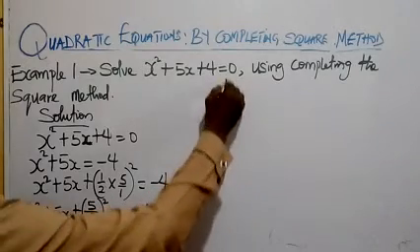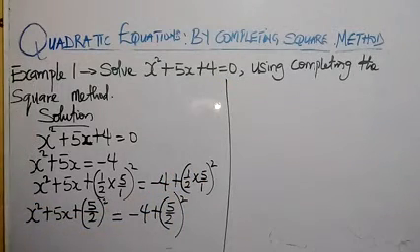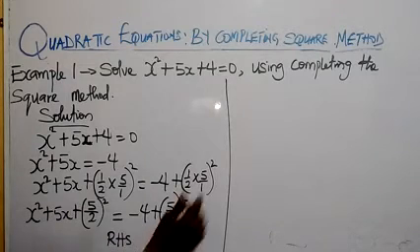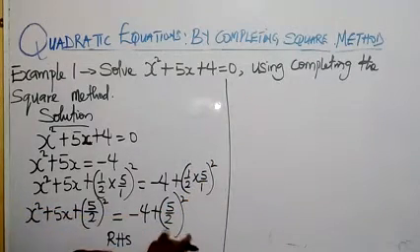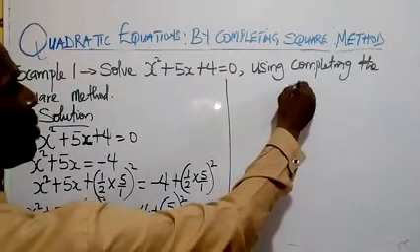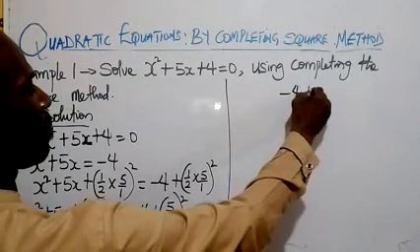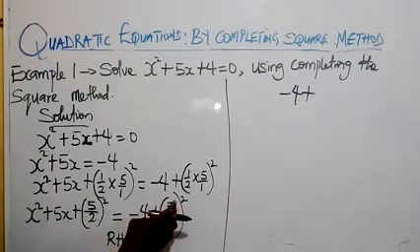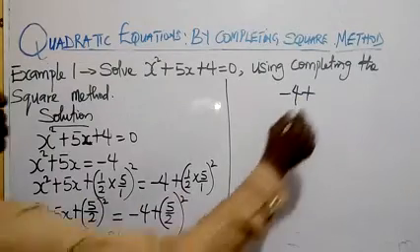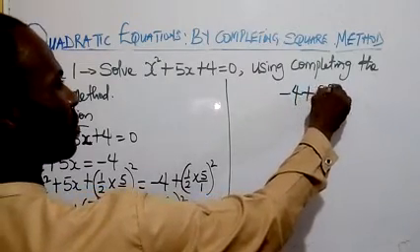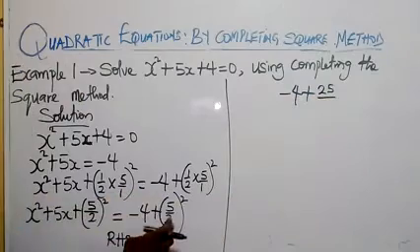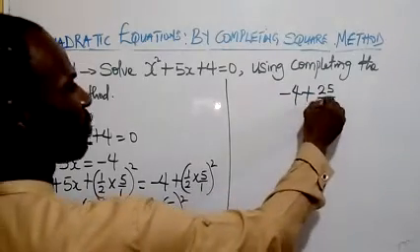Alright, now let's deal with the right hand side first. Right hand side we have minus 4 plus 5 squared, which is 25. 25 divided by 2 squared is what? 4.